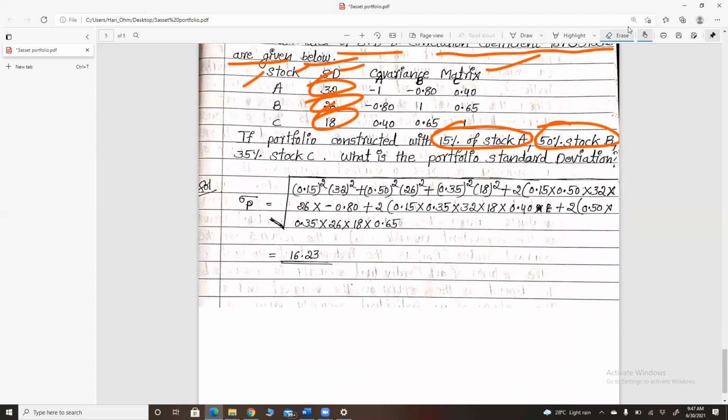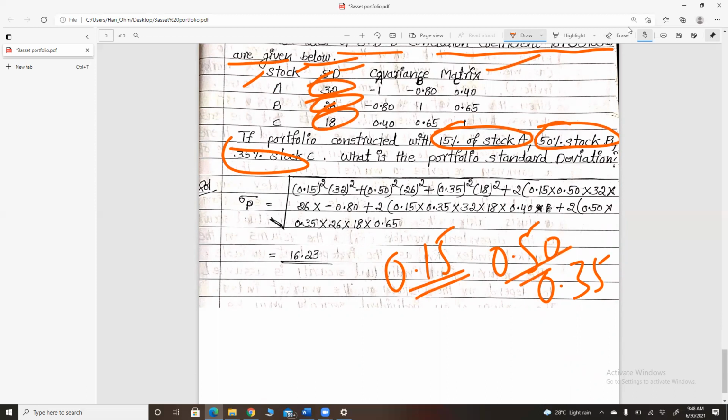See, first one 0.15, second one 0.50, and third one 0.35. In total it should be 100% or 1. Clear? 0.15, 0.50, and 0.35. 0.35 plus 0.15 is 0.50, so add 0.50 again, then it will be 1. Is it clear? So this is about proportion.